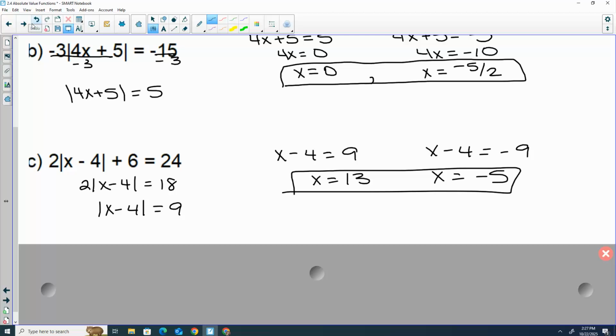Isn't the absolute value of x minus... Anything else? So let's talk about the inequalities.